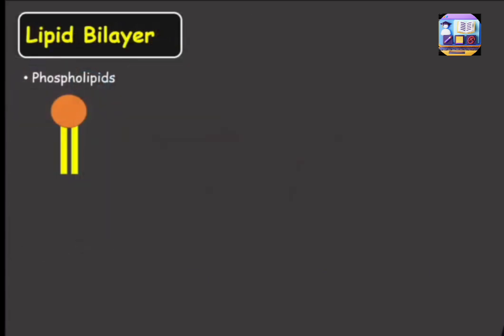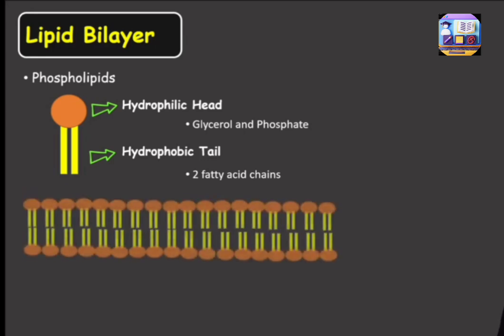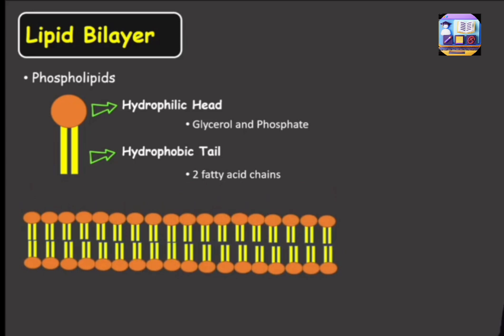The very first is the lipid bilayer. Lipid bilayer is composed of phospholipids. Now, the phospholipids are formed of a hydrophilic head, which has glycerol and phosphate, and a hydrophobic tail, which is composed of two fatty acid chains. This is how they assemble to form the lipid bilayer. We can clearly see over here that hydrophilic heads are facing the external environment and the internal environment, while the hydrophobic tails align themselves in the core.